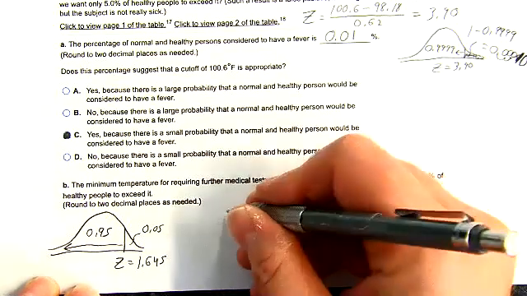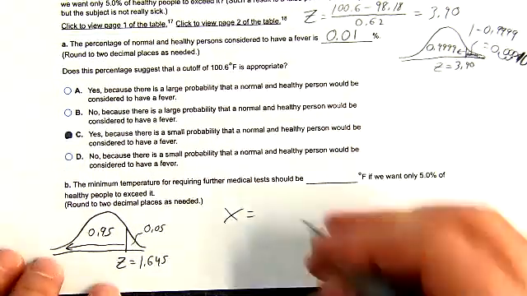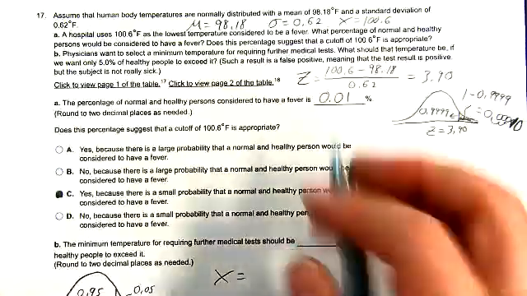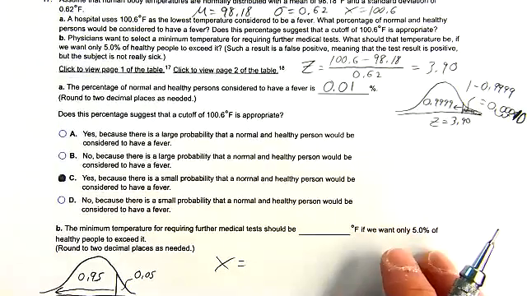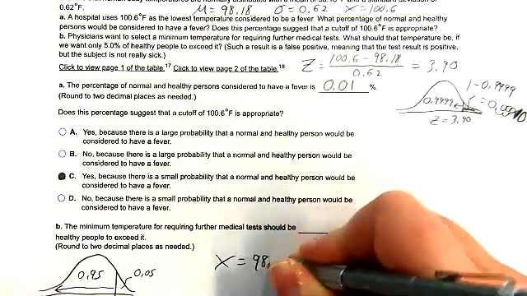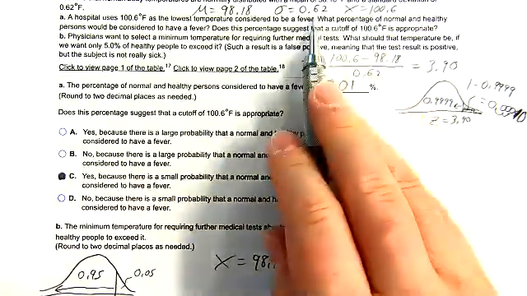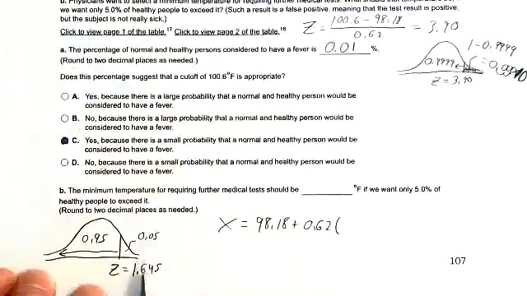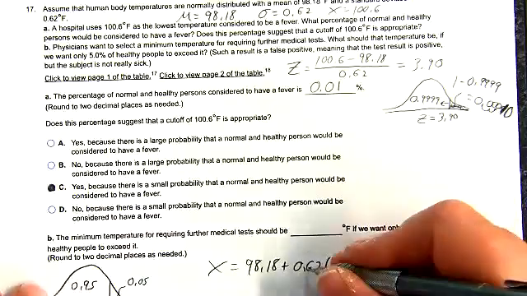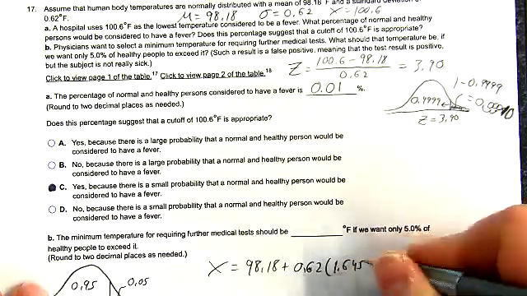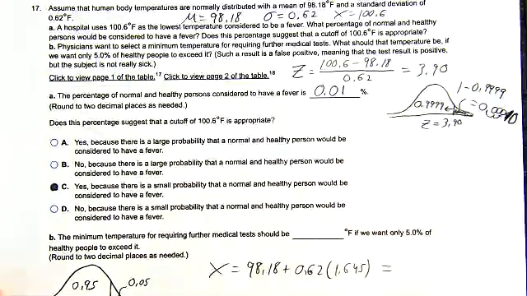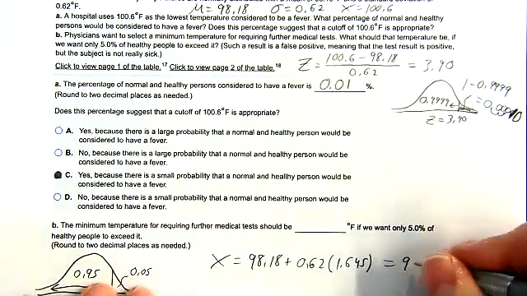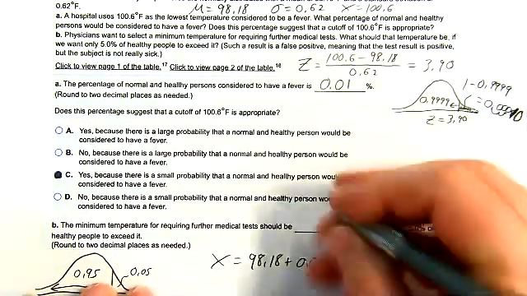And so now we're going to calculate the temperatures. So the temperature X is equal to the mu value of 98.18 plus sigma, which in this case is 0.62, times the z-score we just found, 1.645. And if you do this arithmetic, the temperature that they should use as their cutoff would be 99.20 degrees Fahrenheit.